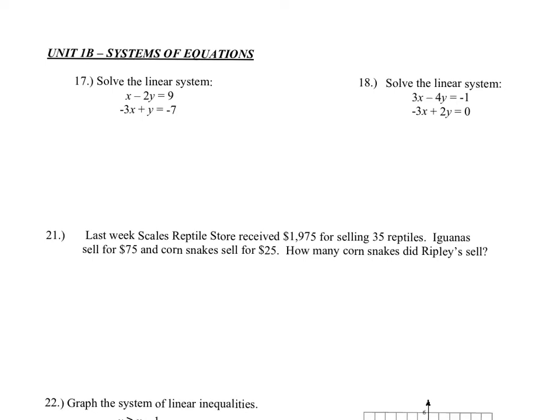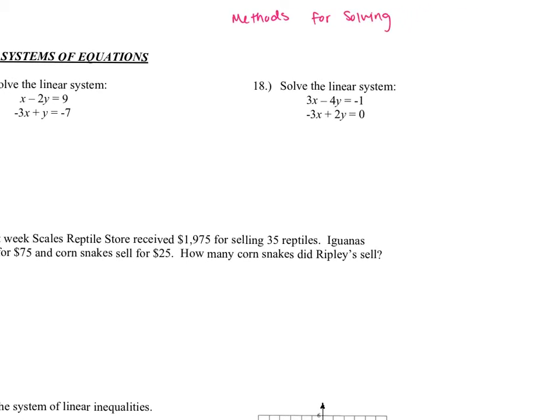So in this video, we're going to be reviewing for the final, specifically Chapter 1B. This is over systems of equations, and there were three methods that we learned for systems of equations. So let's just review that real quick. The methods we learned for solving systems of equations were graphing, substitution, and elimination.